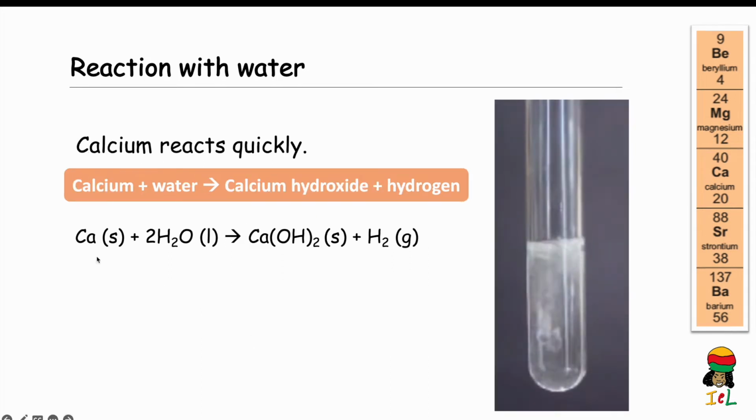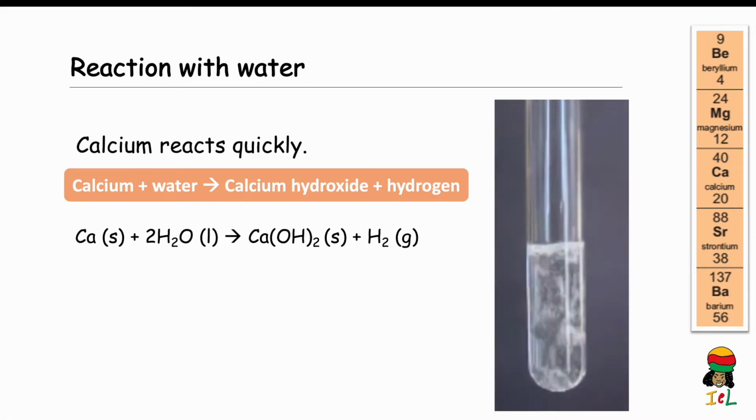Calcium reacts quickly with water to produce calcium hydroxide precipitate or solid and hydrogen gas. If you look at the looping video to the right of the screen, you will notice that lots of colorless bubbles of hydrogen gas are being given off. Also, the reaction mixture begins to look white or cloudy as the precipitate of calcium hydroxide is formed.